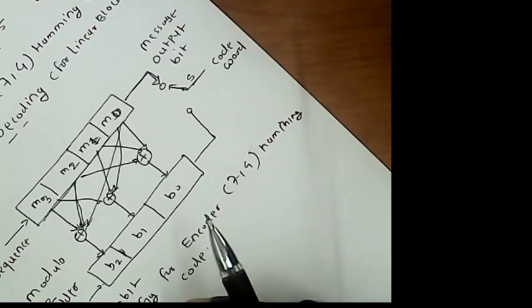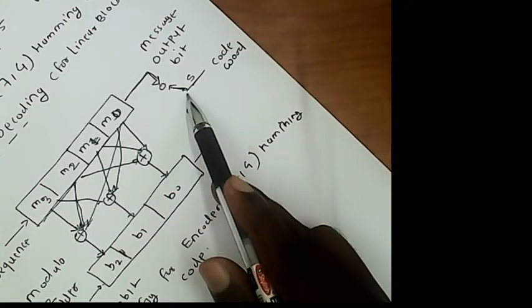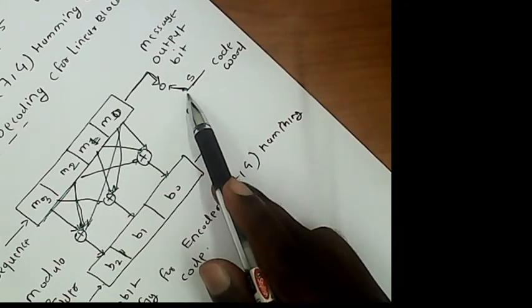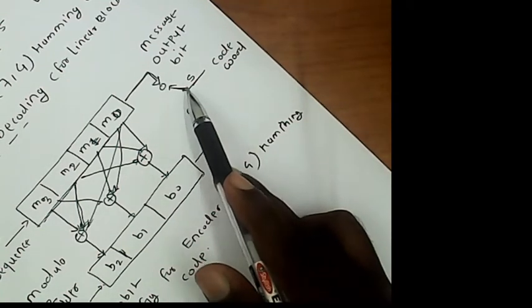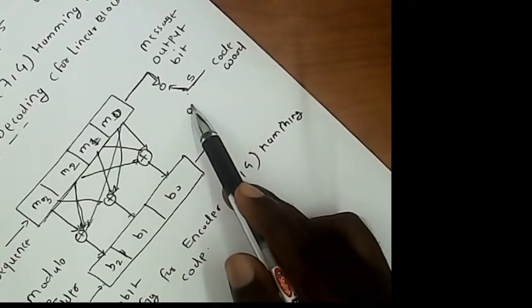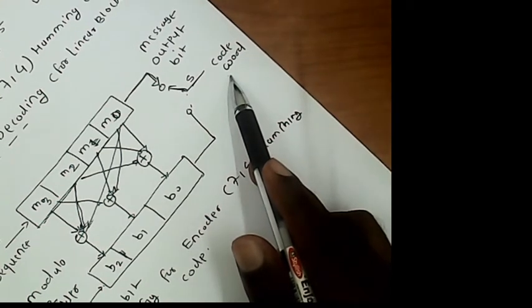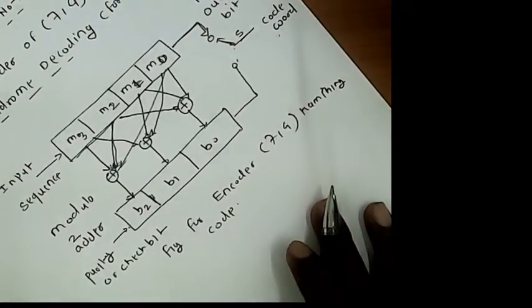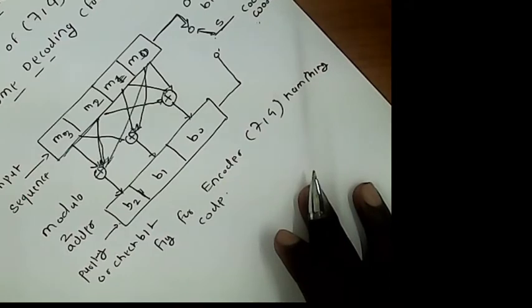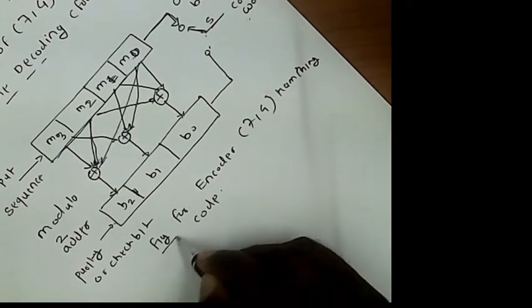The output of the switch is first connected to the transmitted message bits in the code word, then it is connected to the corresponding parity bits. Thus we get a 7-bit code word at the output of the switch. So first the switch is connected to the message bits, and then to your parity bits. The output will give a 7-bit code word. So this is all about the 7,4 encoder for the Hamming code, the generalized block diagram.